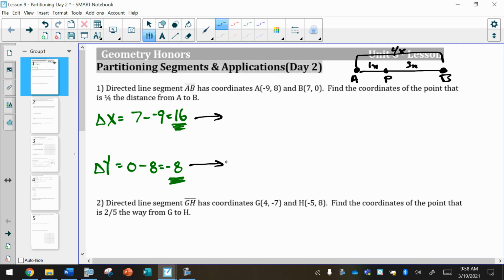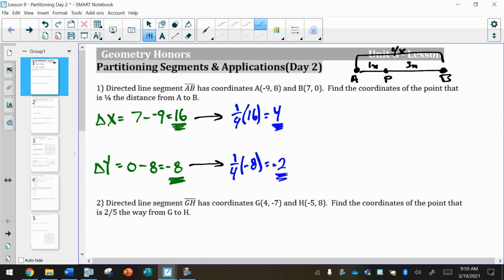The second step in this process was to use our scale factor and multiply it times that total distance. So if the total horizontal distance from A to B was 16 units, we want to go 1/4 of that distance. So we should count 4 units from A horizontally. And then vertically from A to B, it was down 8 units. So I want to go 1/4 of that distance vertically. So I should count down 2 units.